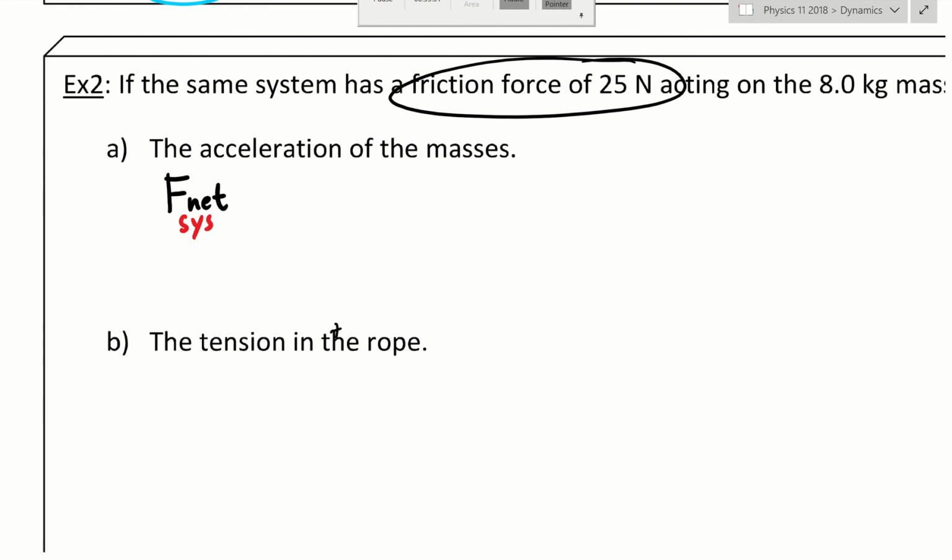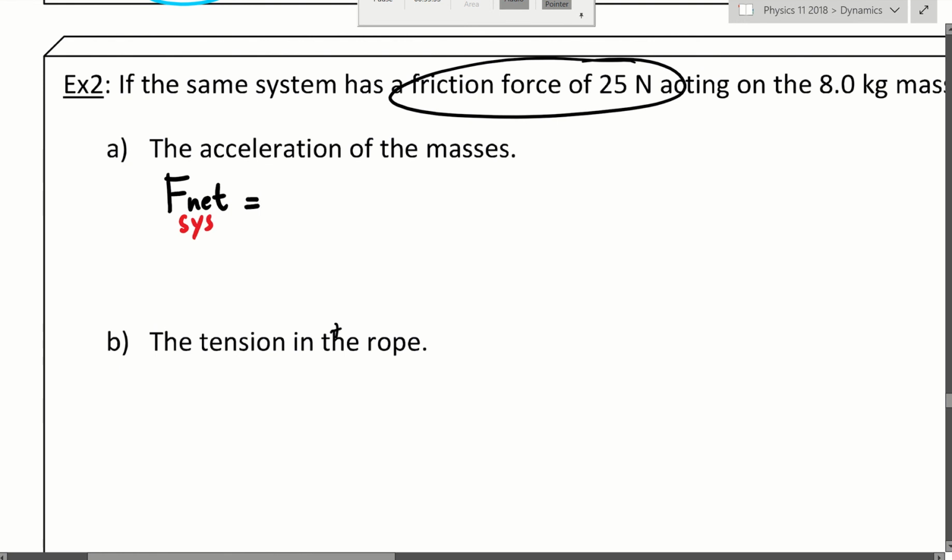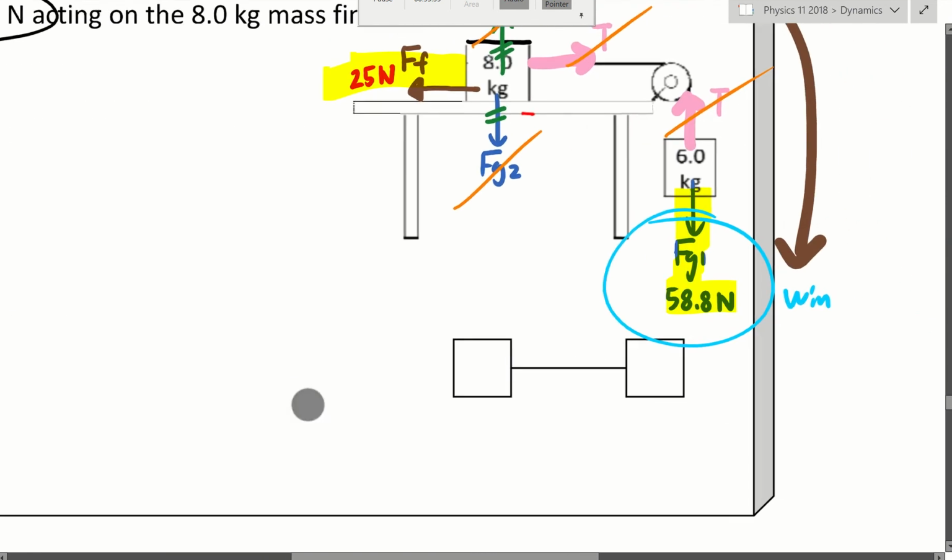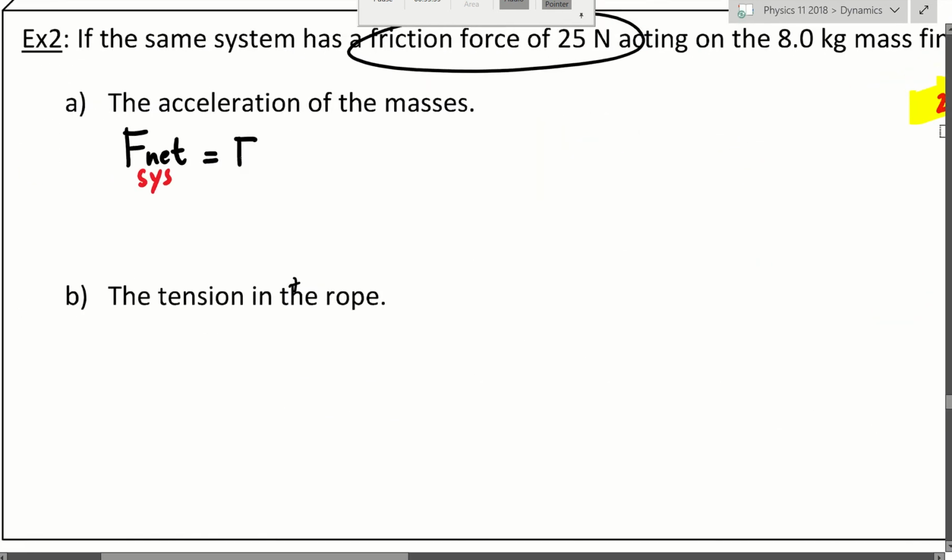Treat it as one system, because there's more than one object. In this case, who is winning? Fg1. Who is losing? Friction. Fg1 minus friction.